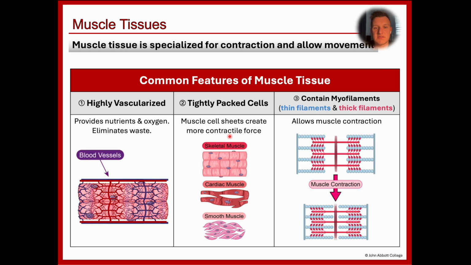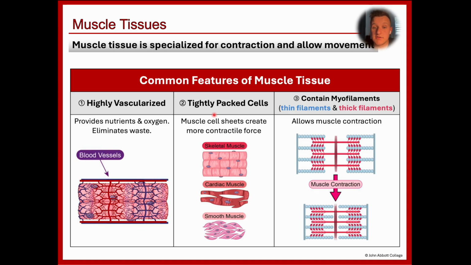Our muscle tissue is specialized for contraction and it allows movement, right? So some common features of all muscle. All muscles are highly vascularized, meaning here are muscle cells underneath and you see blood vessels surrounding them. Lots of blood vessels. We actually need to feed our muscle cells with a lot of nutrients, glucose, a lot of oxygen. We need to eliminate their wastes. So it's very important that muscles are highly vascularized.